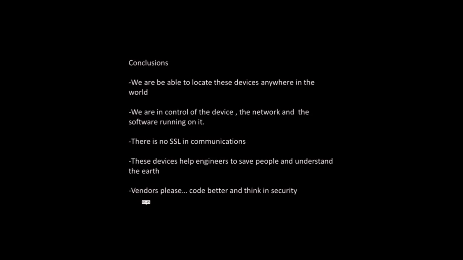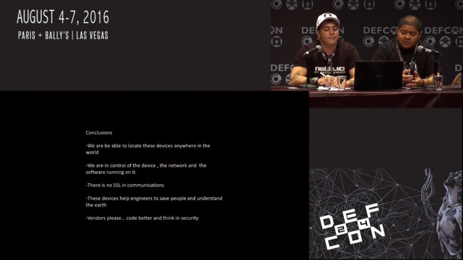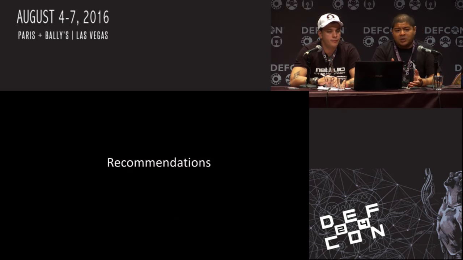So, conclusions: we are able to locate these devices anywhere in the world. We are in control of the device, the network, and the software running on it. There is no SSL in communications. These devices help engineers to save people and understand the Earth. Vendors, please code better and think about security for devices that help us protect our people and the world. So recommendations: basically, think about security when you code this equipment.